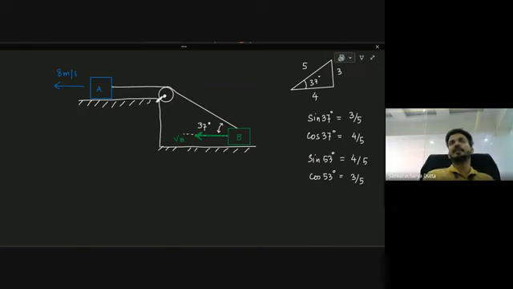5, 2, 10, 10, 10, 8, 8. I think there is a fight between 8 and 10, and someone also said 2.5 meter per second.